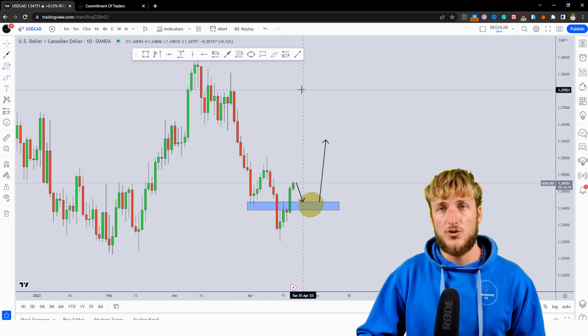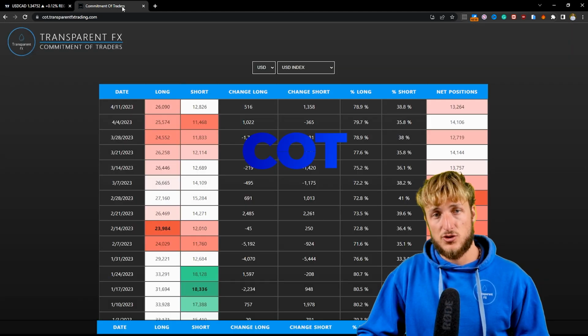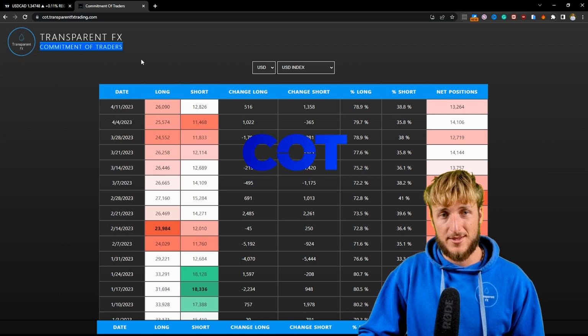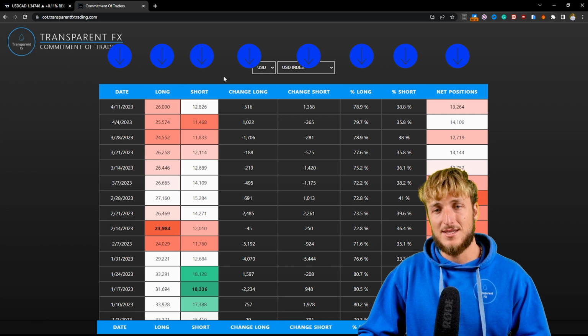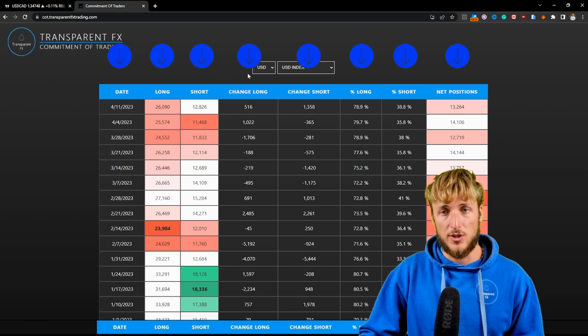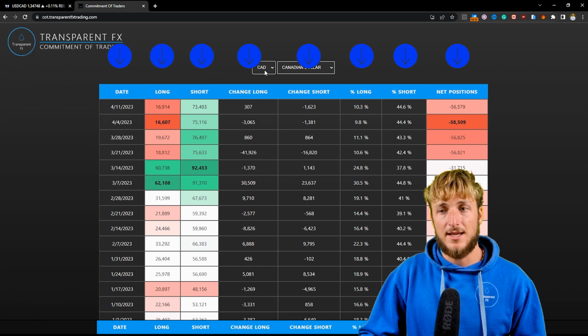Now, before we continue here with our analysis, let's first see what we have when it comes to the commitment of traders, so the COT data, which is what the non-commercials, so the biggest speculators in the market, are doing.